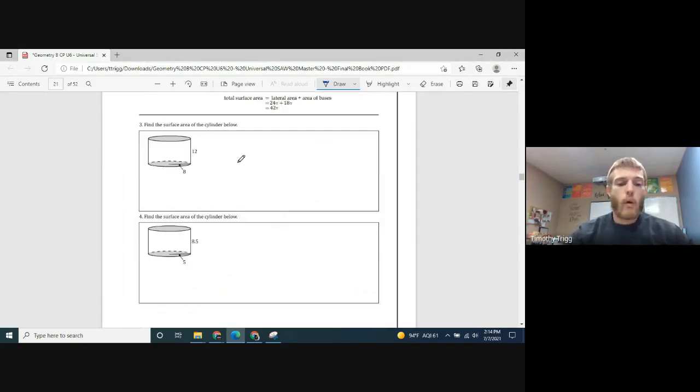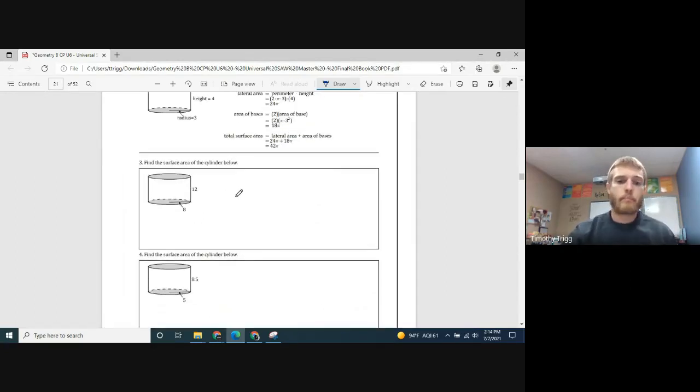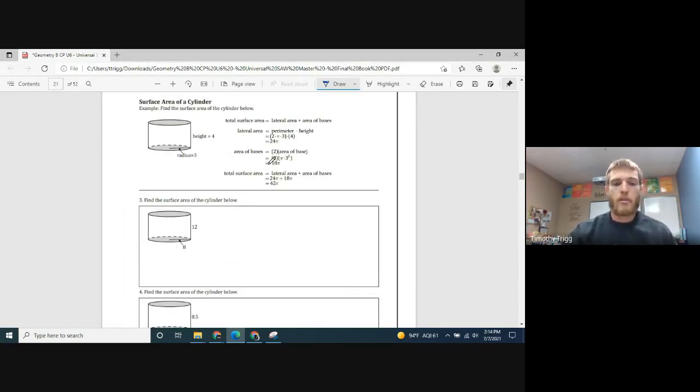So I'm going to go over one more example with you right here. You can see the example up here as well. The first thing we want to do is find the perimeter, also known as the circumference, which is 2 times pi times the radius. In our case, that's going to be 2 times pi times 8, or in other words, 16 pi.